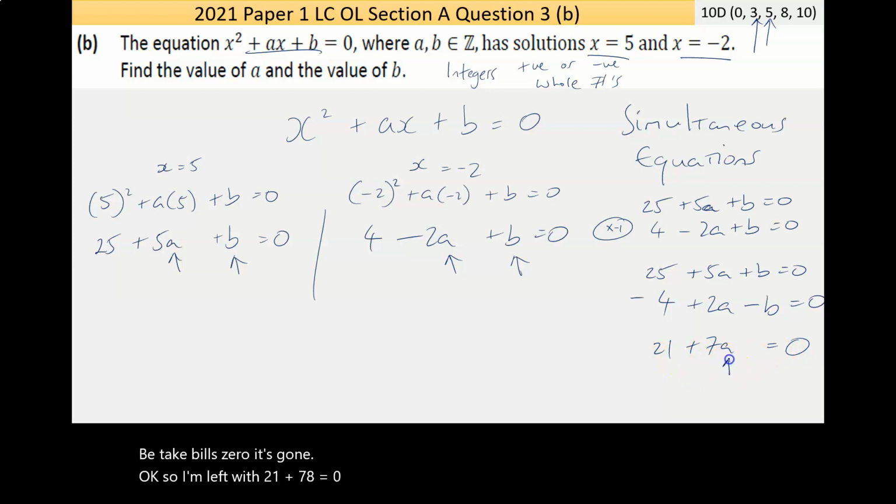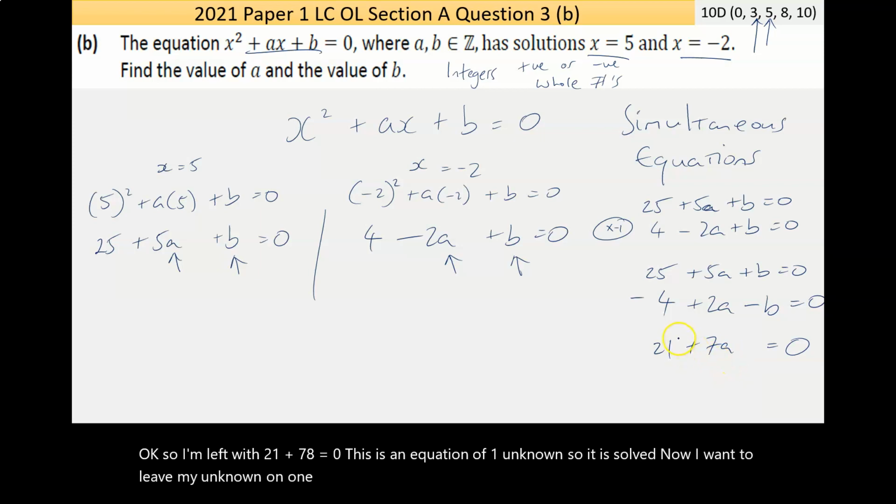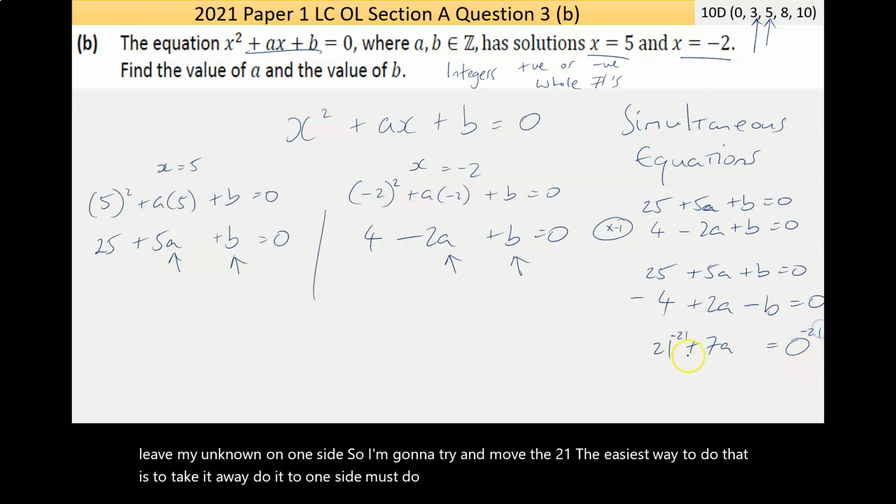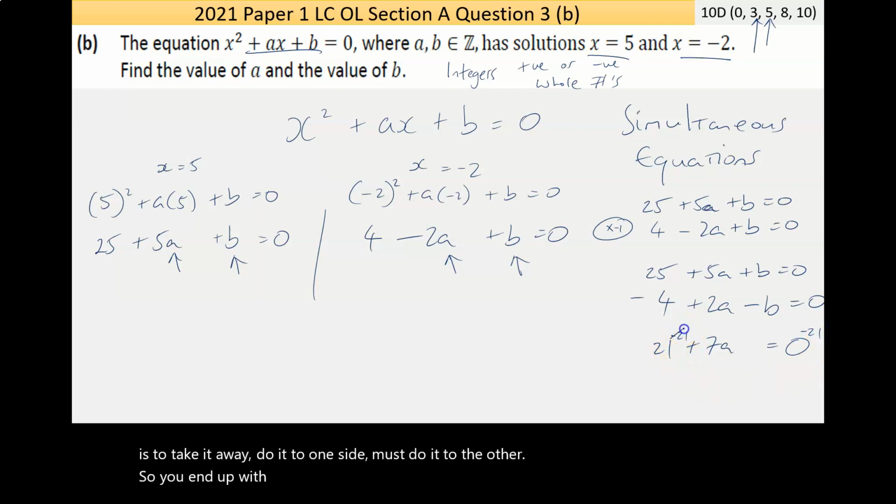This is an equation of one unknown, so it is solvable. Now, I want to leave my unknown on one side, so I'm going to try and move the 21. The easiest way to do that is to take it away. Do it to one side, must do it to the other. So you end up with 21 take 21 is gone. You're left with 7a is equal to negative 21.